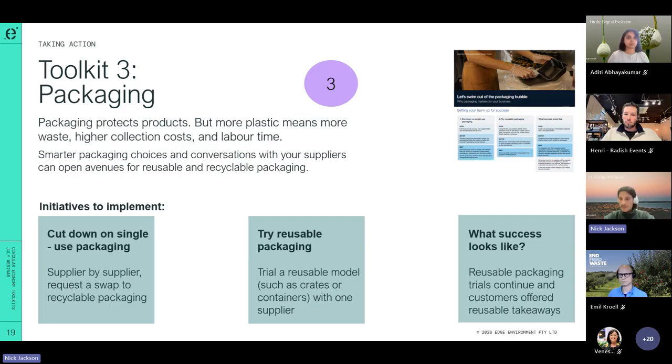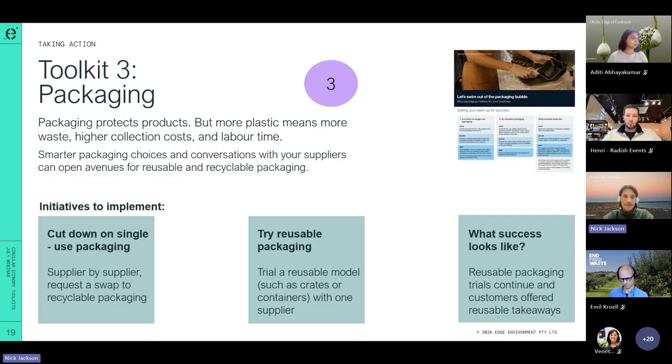Now, what that did was minimize waste for both the customer and the business, who didn't have to continue to purchase more plastic packaging, and the customer didn't have to throw out any waste, which is good. So in saying that, the first initiative that we recommend is thinking of how you can cut down on single-use packaging. That means going supplier by supplier, requesting a swap to recyclable packaging. Think paper, think cardboard, think rigid plastics such as your classic milk bottles again, or any glass items as well, whilst ensuring that OH&S standards are maintained and that you can protect the product.